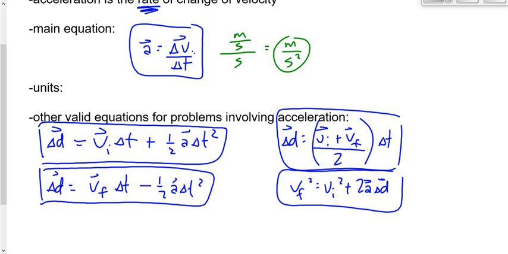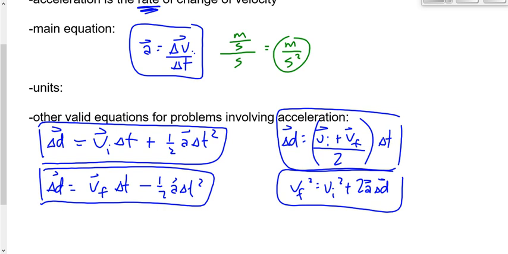Now, all 5 of these equations are valid in the same situations. What we're going to see over the next couple of days is a whole gamut of problems that all involve acceleration. All 5 of these equations are valid for all of those problems. We've just got to pick which equation fits the best. It's a little bit harder now. When we did velocity, there was only one equation that fit a particular problem. Now there are 5 equations that fit a particular problem, and we have to pick which one fits the best.